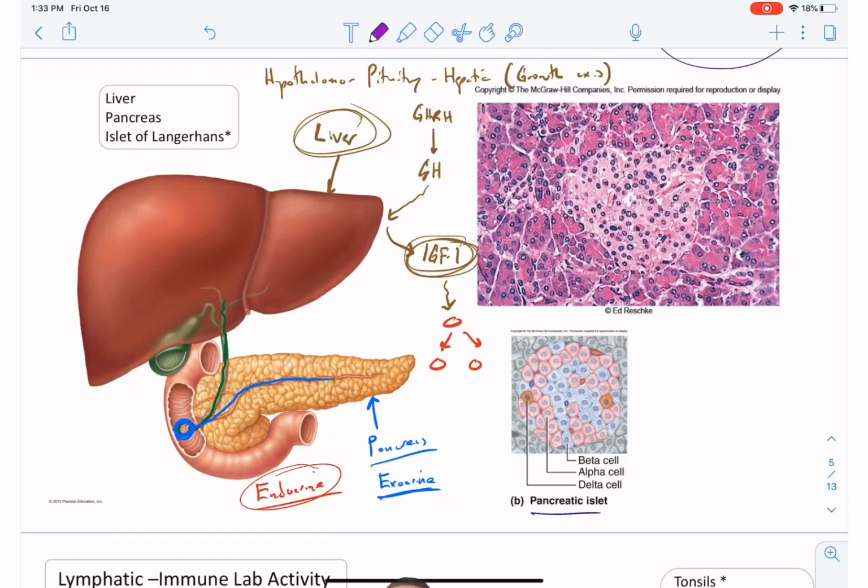So we can break this down by looking at histology of the pancreas. This is a histology slide of the pancreas. And all of these dark pink staining cells, all of those cells have a digestive function. Those cells are all going to produce pancreatic juice and secrete that into the pancreatic duct. So those are all exocrine cells. Those are all part of the digestive system.